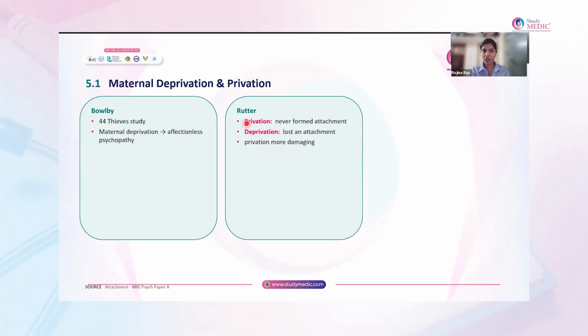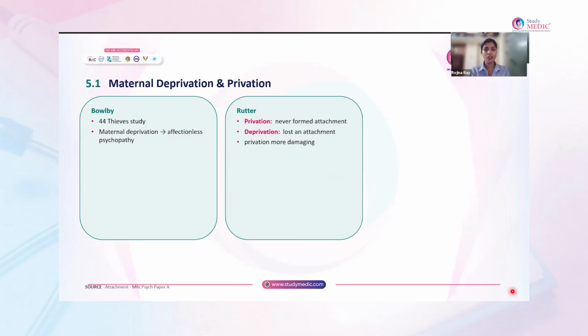Rutter highlighted the importance of privation. That is, attachment is never formed at all. So, deprivation proposed by Bowlby is that the bond that is formed is broken or there is an interruption, whereas privation proposed by Rutter states that no attachment or bond is formed at all. Rutter clarified that privation, never forming a bond at all, is more devastating to development than deprivation.